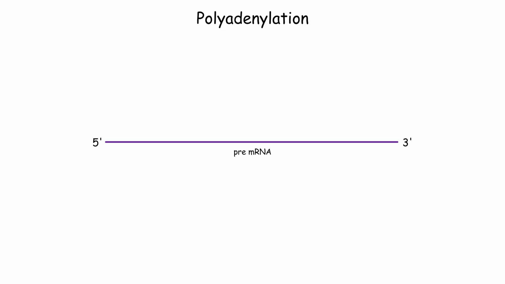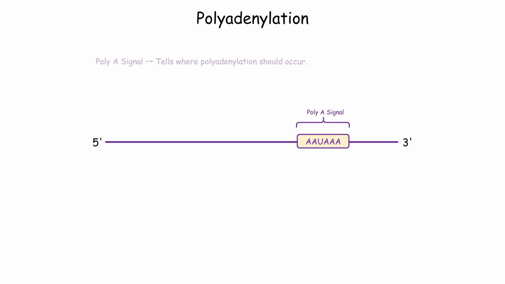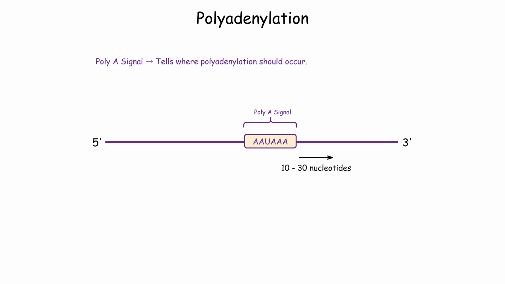As transcription continues, a specific sequence appears near the 3' end of the RNA. That sequence is usually AAUAAA. This is called the polyadenylation signal sequence. This sequence is extremely important because it tells the cell where polyadenylation should occur. The RNA is usually cut about 10 to 30 nucleotides downstream of the AAUAAA signal.